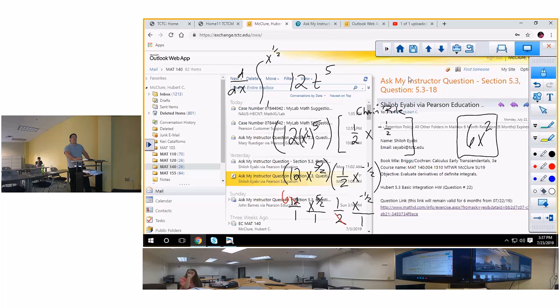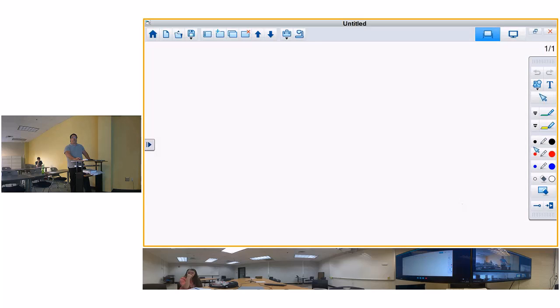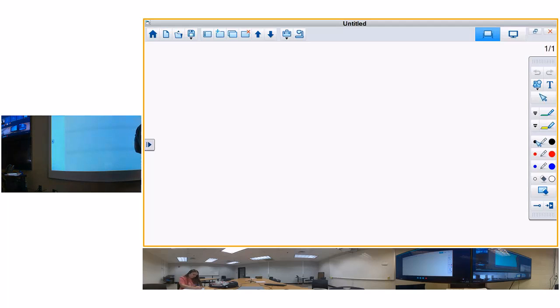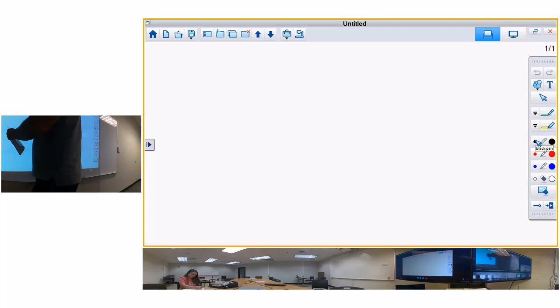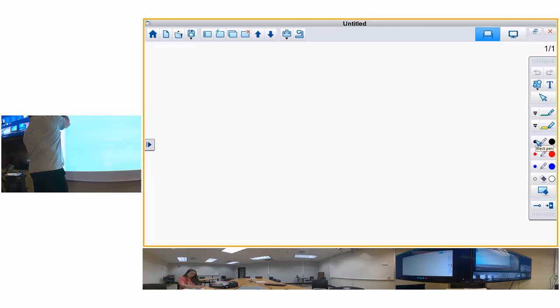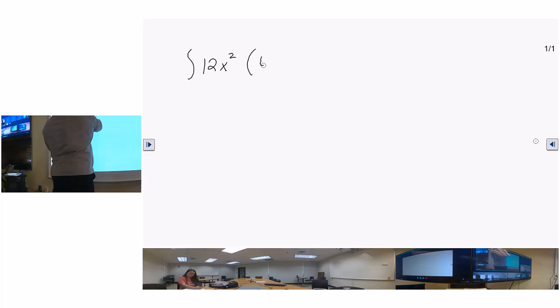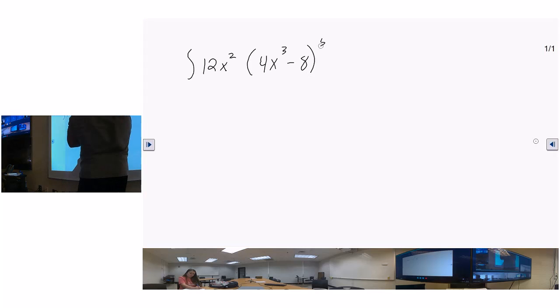All right, so let me get to the whiteboard, and I'll throw some problems up. Here's a test problem. The antiderivative. Okay, this one's kind of easy, but we'll do it anyway. The antiderivative of 12x squared plus 4x to the 3rd minus 8 to the 5th power dx.